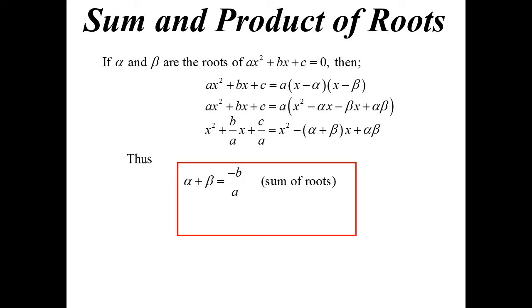So therefore, the sum of the roots, alpha plus beta, must equal -b/a, and the product must always be c/a. Okay, so that's where those two little formulas come from.